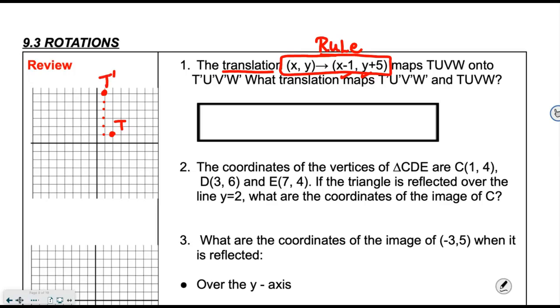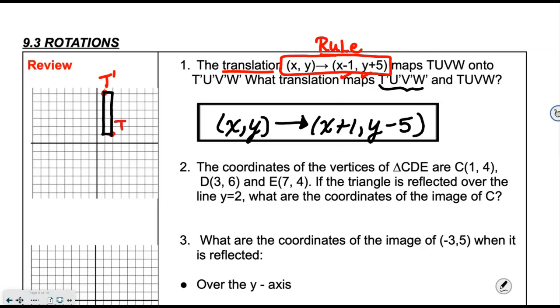prime here. It says, what translation would map T prime, and again, the whole figure would go with it, back. So I basically just back it up. Instead of going 1 to the left and 5 up, I'll go 1 to the right and 5 down. So I would say XY gets mapped to, and to move 1 to the right, notice I'm just doing the opposite, just backing it up to get back to the original figure. There we go, that's a translation.